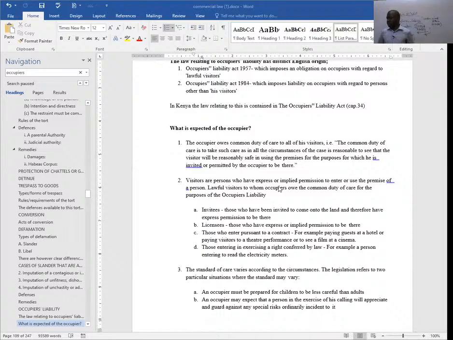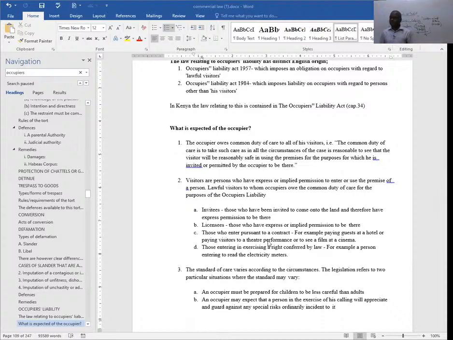So visitors are persons who have expressed or implied permission to enter or use the premises of a person. In this case, we're talking about invitees, those who have been invited to come onto the land and therefore have expressed permission to be there. So they have expressed permission to be on that particular property.